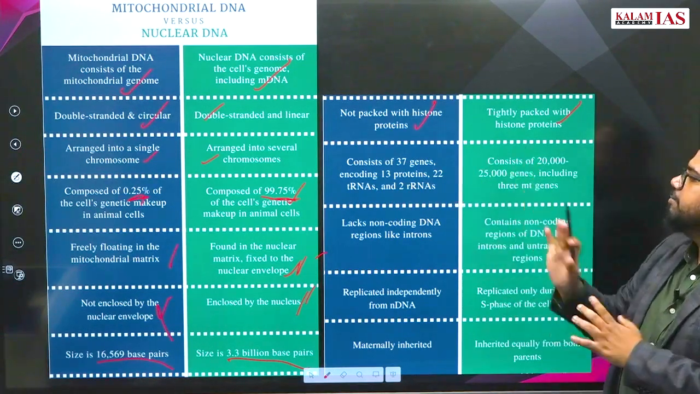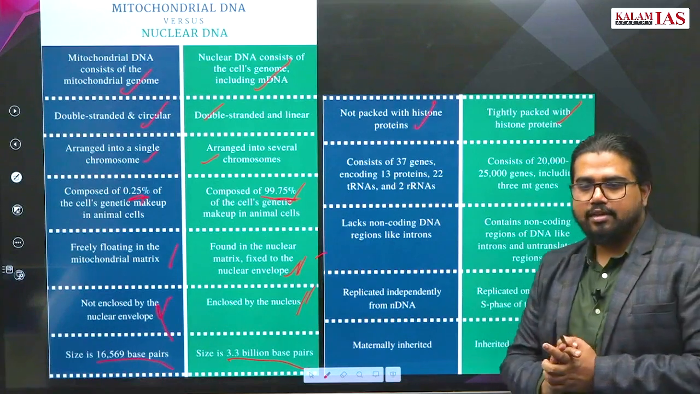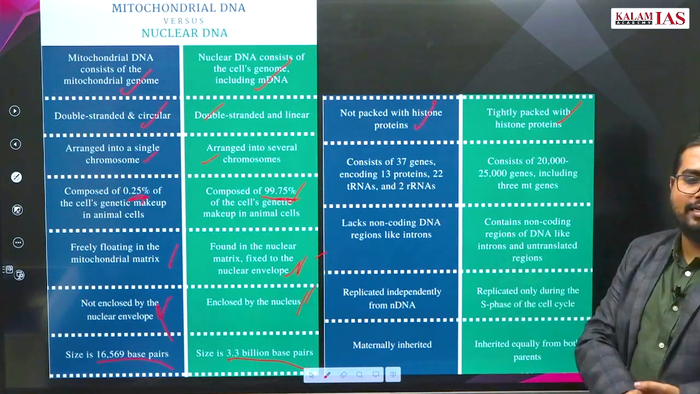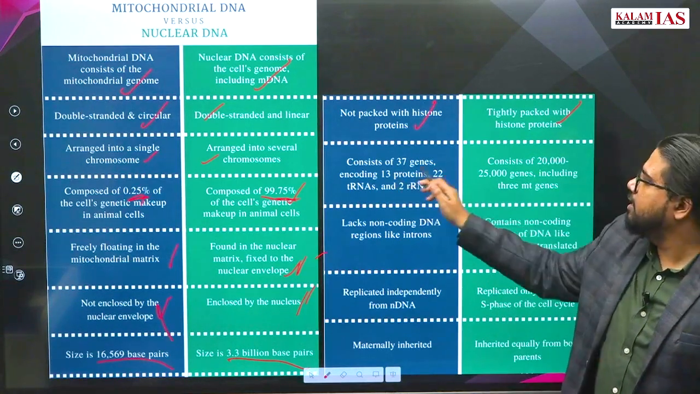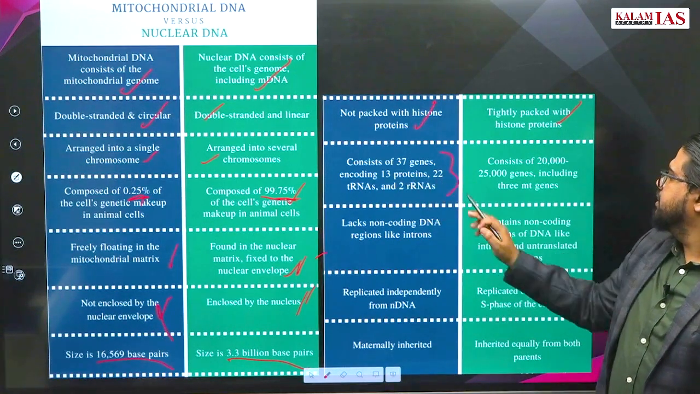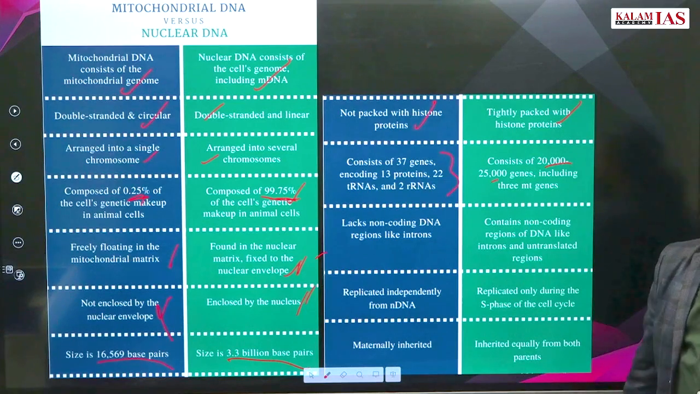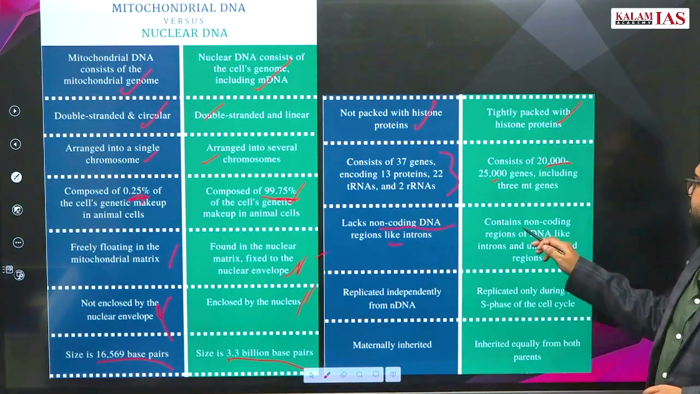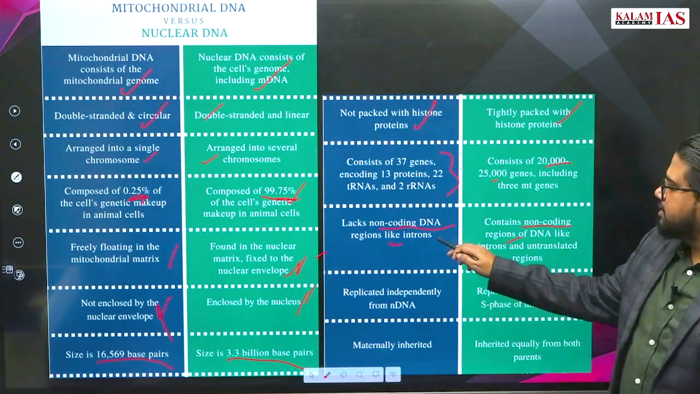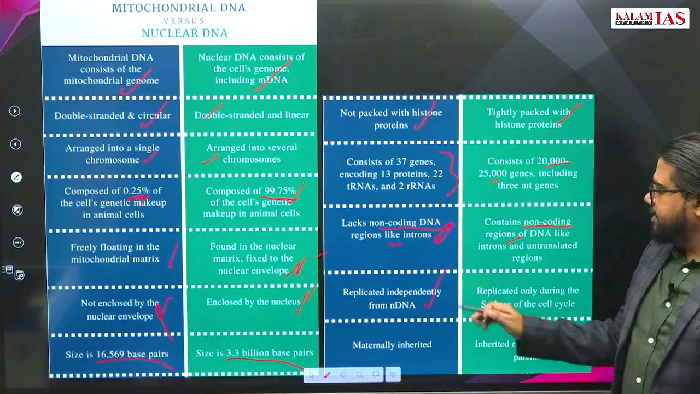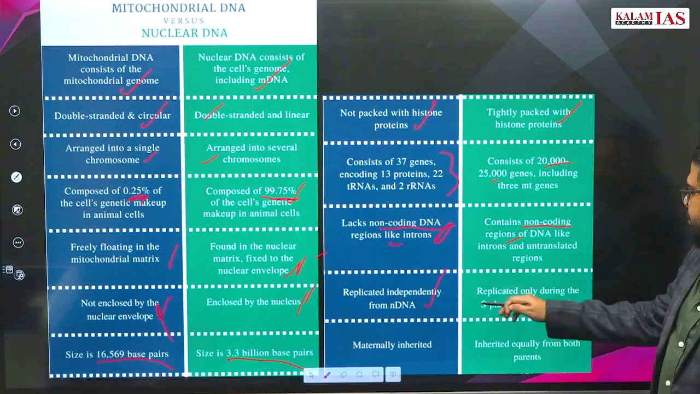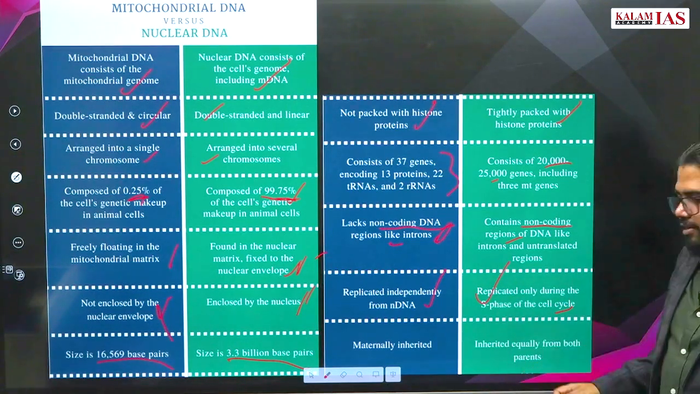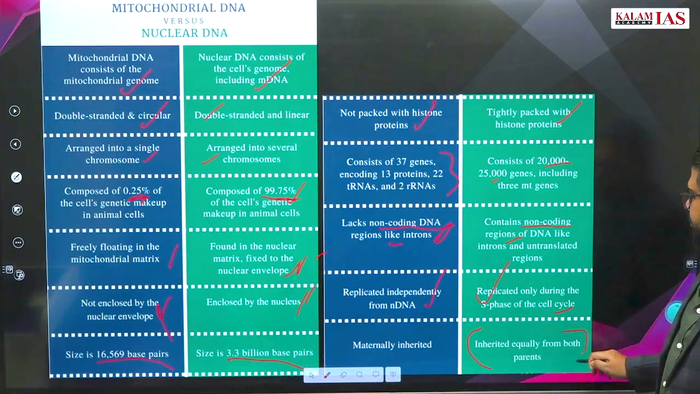If you get a statement, you should be able to identify this. Nuclear DNA means a very structured DNA, which does the hereditary functions. Mitochondrial DNA consists of 37 genes, while nuclear DNA has 20,000 to 25,000 genes. Nuclear DNA contains non-coding DNA, while mitochondrial DNA lacks it. Mitochondrial DNA replicates independently from nuclear DNA.